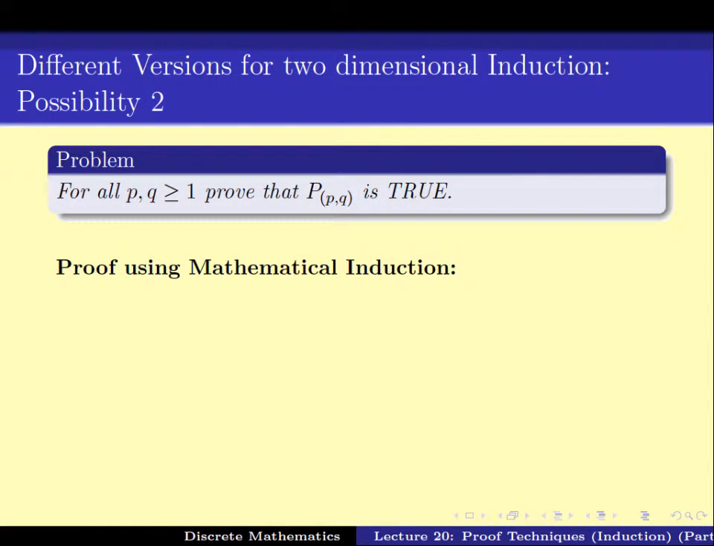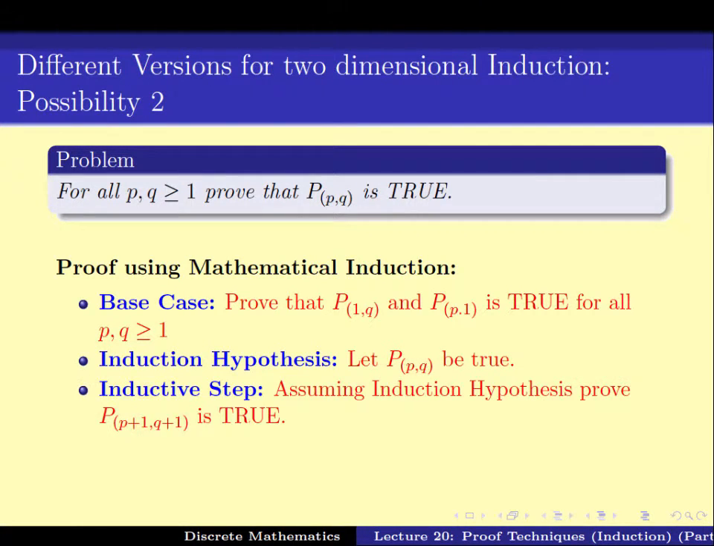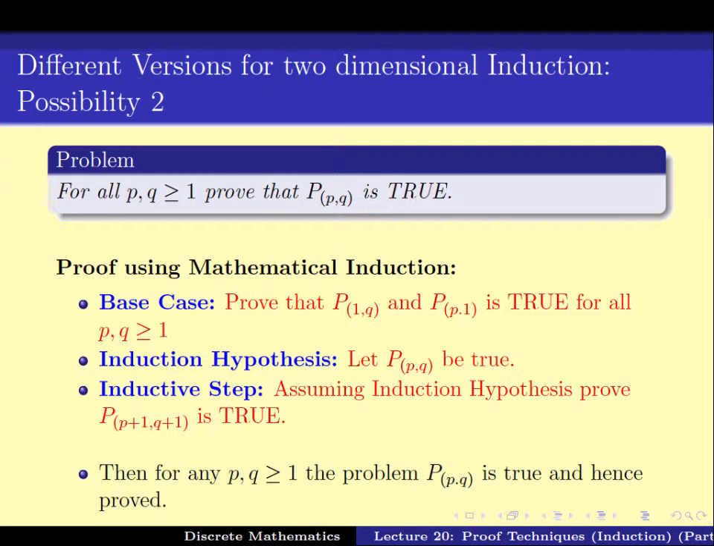So here is one more thing that we saw. First, assume that P of 1, Q is true and P of P, 1 is true. And then if we have P, Q is true, then P plus 1, Q plus 1 is true. Convince yourself that again this technique covers all the cases. Meaning by doing so, for all P, Q greater than or equal to 1, we have P of P, Q is true.